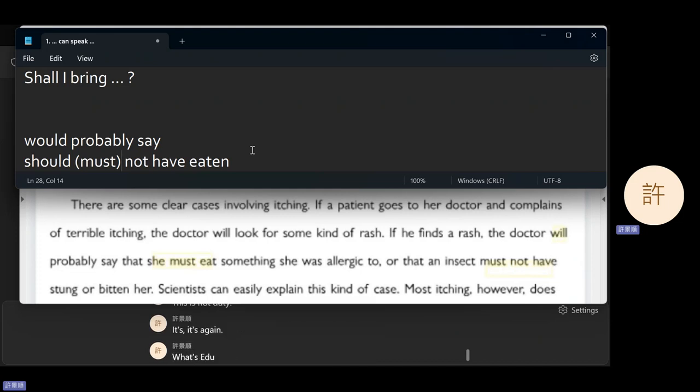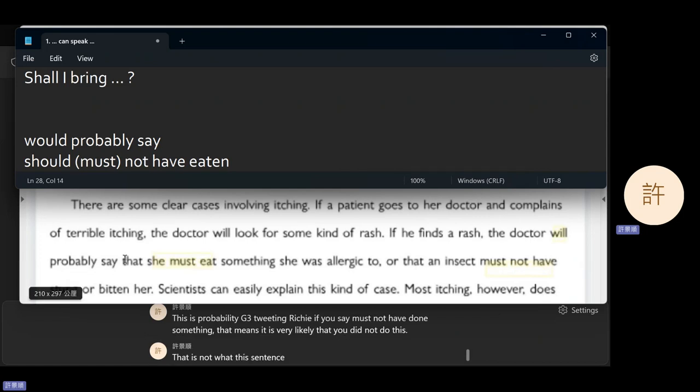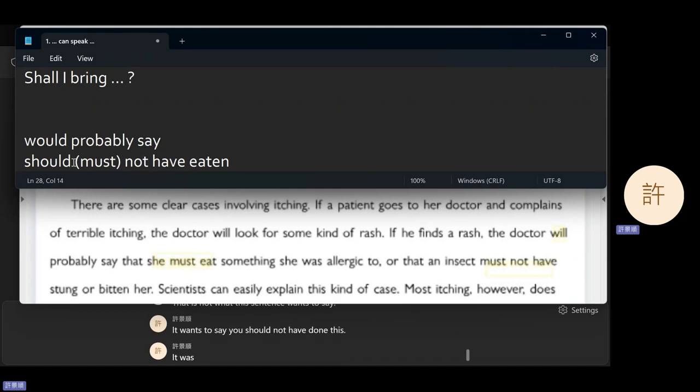This is probability, 几率, 推定语气. If you say must not have done something, that means it is very likely that you did not do this. That is not what this sentence wants to say. It wants to say you should not have done this. It was a bad idea to do this. You did it, and it's a bad idea. So must isn't the wrong answer. It has to be should. Should not have eaten. Something she was allergic to.